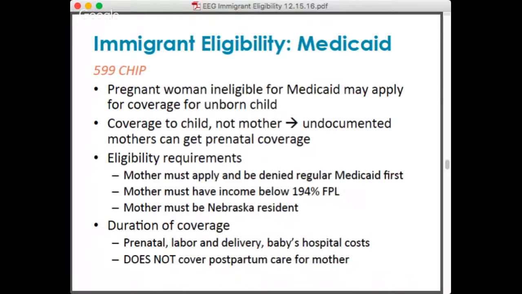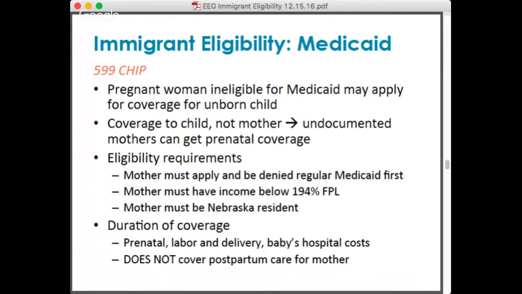A special coverage category is 599 CHIP. So 599 CHIP is coverage for women who are ineligible for Medicaid as a result of their immigration status, they can apply for coverage for their unborn child. Because the unborn child is receiving the coverage and not the mother, and the unborn child is a U.S. citizen, an undocumented mother could get prenatal coverage. I'll say that again, the coverage is going to the child and not the mother. So that's what this all hangs on.